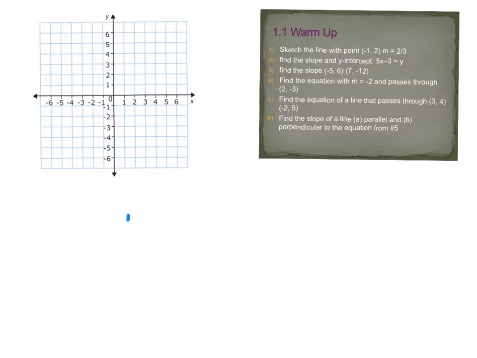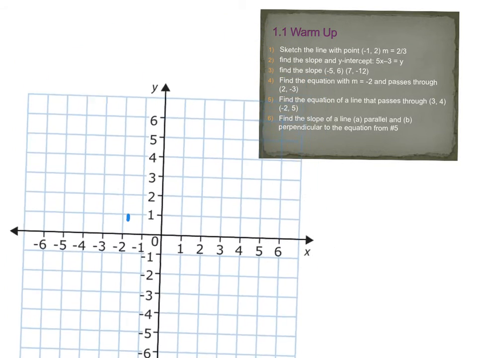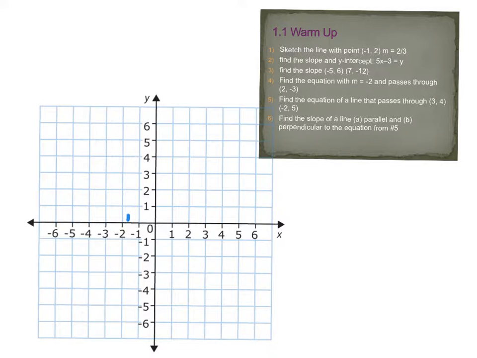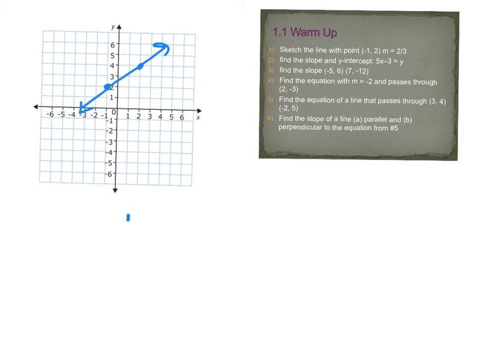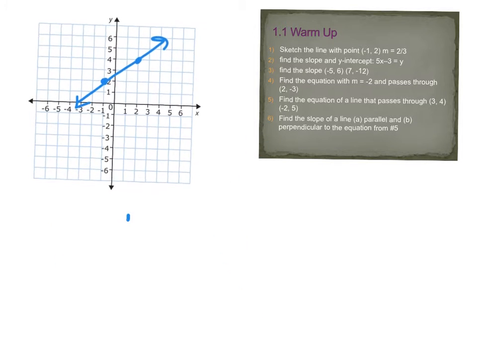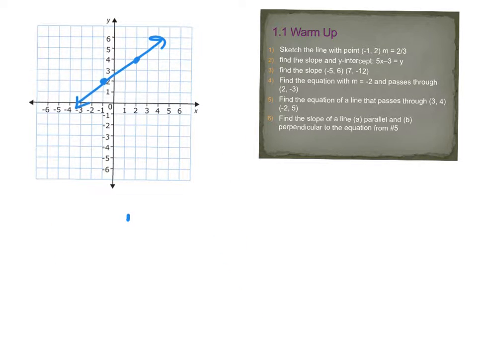So I'm going to start on my y-axis at (-1, 2), and then use my slope, which is 2/3. Positive 2/3 means go up 2 and over 1, 2, 3, and then draw your line. Questions on that one? Biggest mistake made is, did I do it wrong? Up 2 and over 3.